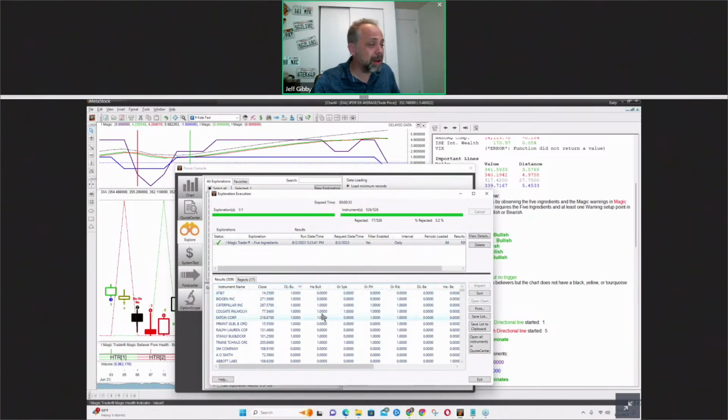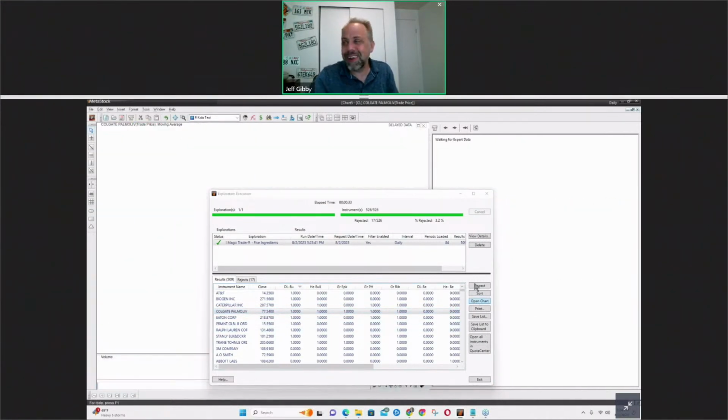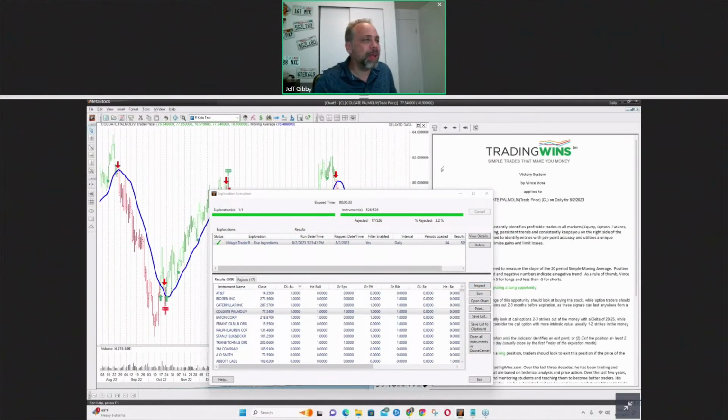If I wanted to see a number of these things matching up, I'm just going to look for, actually right here, Colgate-Palmolive has ones in all of these bullish categories. So I could open up that chart, so let's go ahead and open up that chart. Why not? But the ability to go in and actually scan for those is extremely helpful.